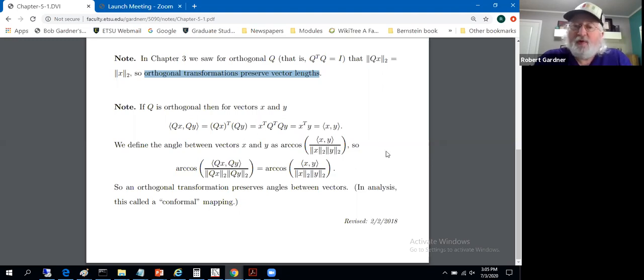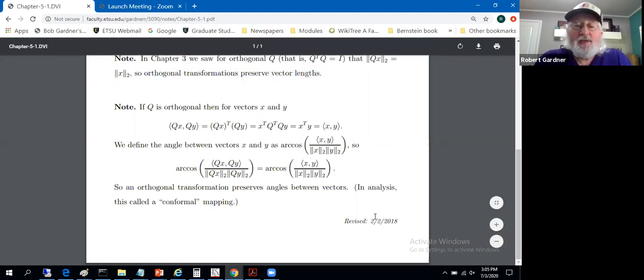If inner products are preserved, then angles are preserved. We had defined the angle between vectors X and Y to be the arc cosine of the inner product of X and Y divided by the L2 norm, the Euclidean norm, of X and Y. So if we wanted to find the angle between QX and QY, we do the same type of thing. We observed upstairs that the norm of QX is the same as the norm of X. The norm of QY is the same as the norm of Y.